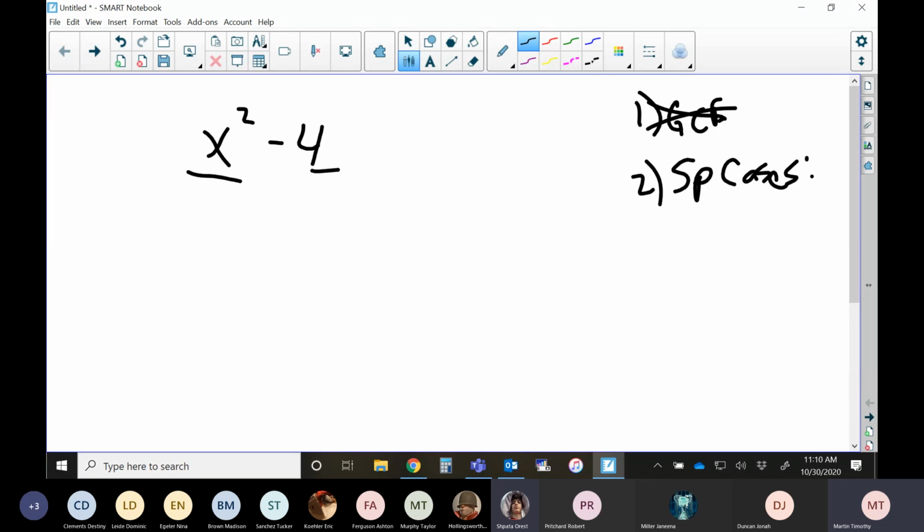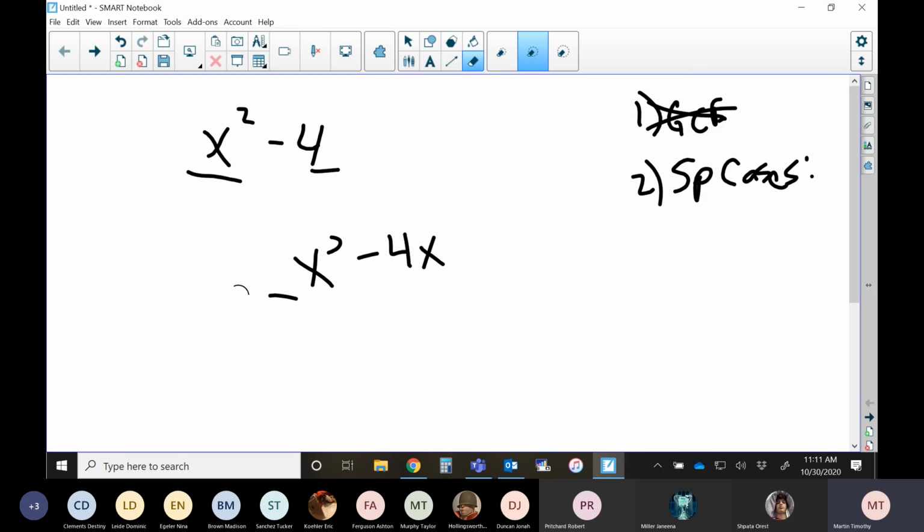If x squared has a coefficient, there's no GCF. Not necessarily. Are you asking that question, or are you making a statement? Making a statement. Well, this doesn't have a coefficient, but do they have a greatest common factor? Yeah, so it doesn't have a coefficient, so it can still have that.